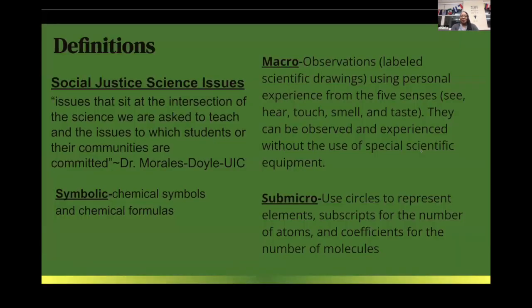And so just to make sure that we're all on the same page, I define the social justice science issue as issues that sit at the intersection of the science we are asked to teach and the issues to which students or their communities are committed. And that's from Dr. Danny Morales-Doyle from UIC. I like his definition of it. And so when I'm thinking about macroscopic models with my students, we create drawings, and students have to label their drawings, and they have to say whatever they're observing in terms of the experimentation or phenomena that we're observing. So they're creating and labeling their own drawings. And then the submicroscopic level is where we're representing elements, subscripts, and atoms and coefficients. And then symbolic would be the chemical symbols and chemical formulas.